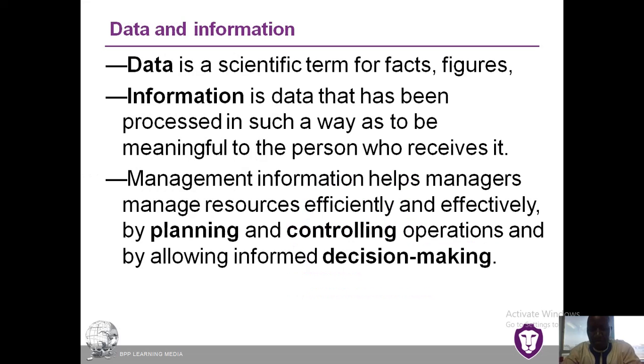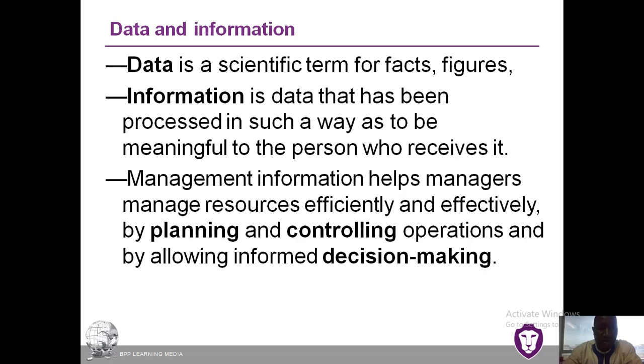So let's start with the definition of what data is and how data differs from information. What is data? Data is a scientific term that is used to describe facts and figures, that is raw facts and raw figures. What is information? Information is data that has been processed in such a way as to be meaningful to the person who receives it, or a person who is going to use it.